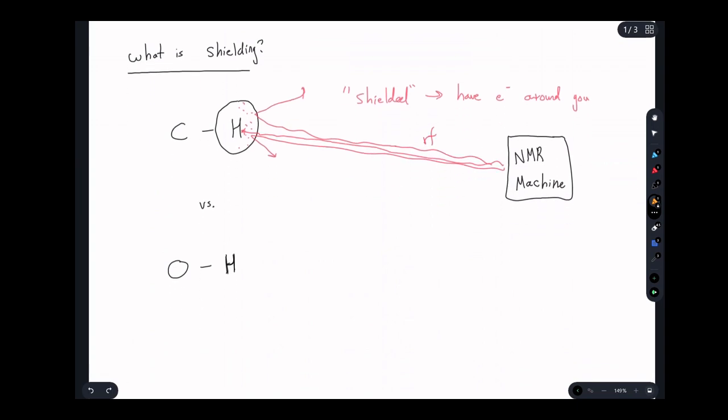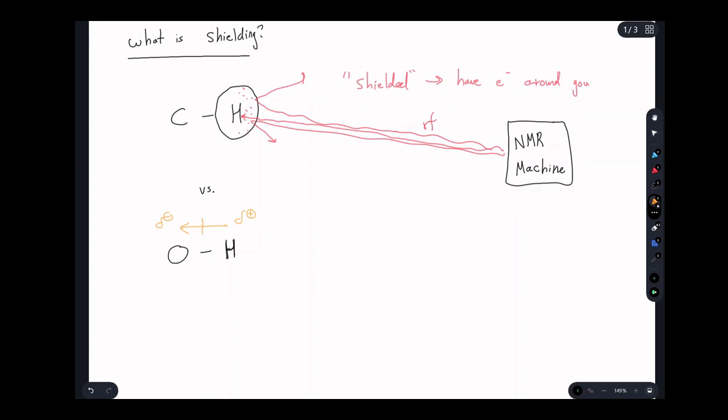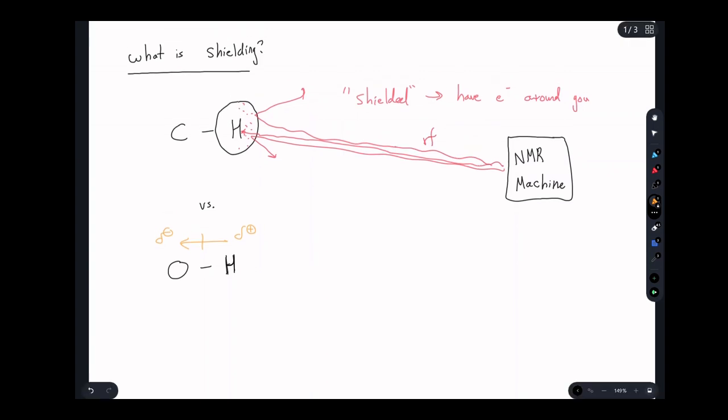But what about this example? Now we have oxygen. Oxygen makes a covalent bond to the hydrogen, but it's more polar, right? Oxygen is an electronegative atom. It's going to be pulling electron density from that hydrogen, giving itself a delta negative charge and the hydrogen a delta positive, which leads to hydrogen bonding. If we redraw that orbital, we can imagine that these electrons are being pulled closer towards the oxygen.